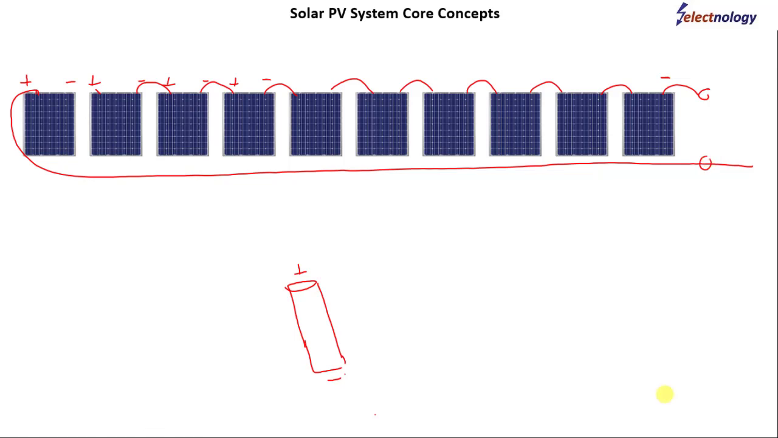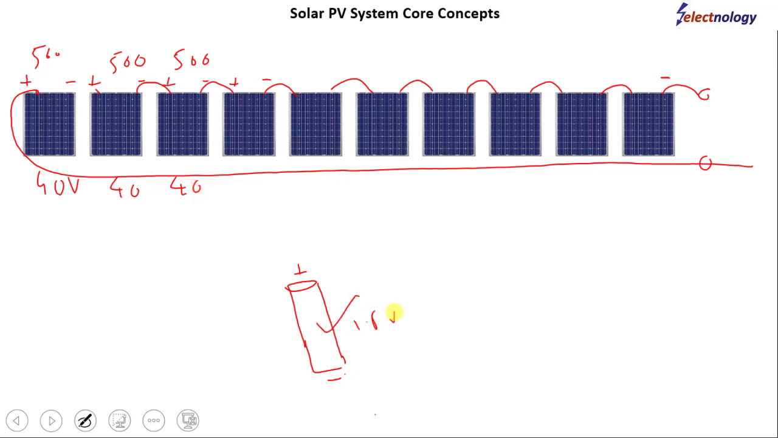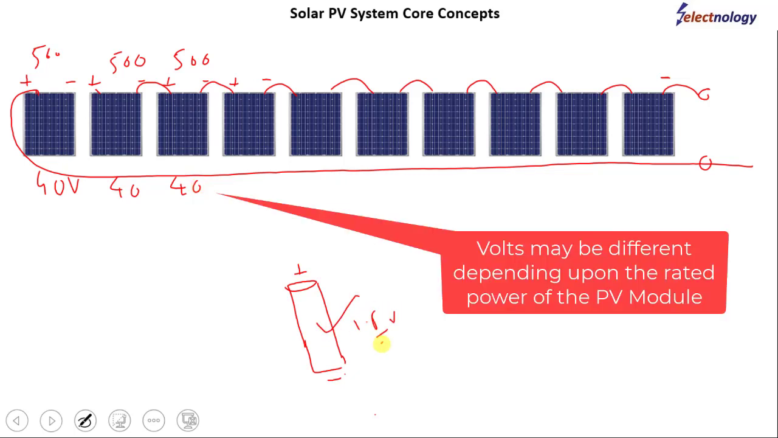Now let's assume that each PV module is 500 watts, and each PV module, when it is operating, produces 40 volts. Okay, it's not a double A 1.5 volt battery. The PV module volts may go up to 40 volts, 45 volts when it is operating.